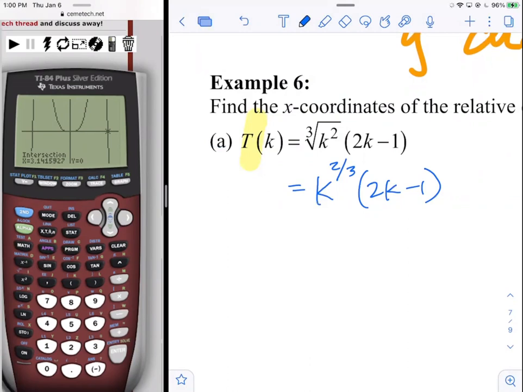So I know there's going to be a vertical tangent at 0. It might be a local max, it might be a local min, but maybe it's neither. But I already know that. We find the derivative. Maybe we can find some horizontal tangent lines as well, huh? So let's use the product rule.